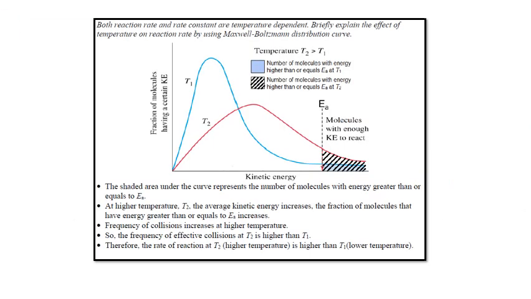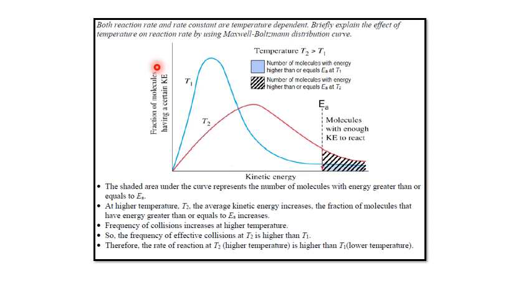68%. Now we start to explain briefly the effect of temperature on reaction rate by using the Maxwell-Boltzmann distribution curve. So first of all, we must know how to draw a Maxwell-Boltzmann distribution curve.